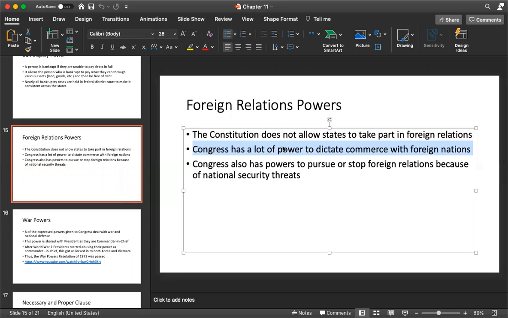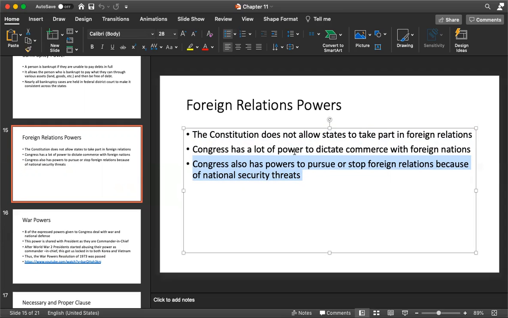Congress has a lot of power to dictate commerce with foreign nations. We know that from the commerce power. And Congress also has powers to pursue or stop foreign relations because of national security threats.